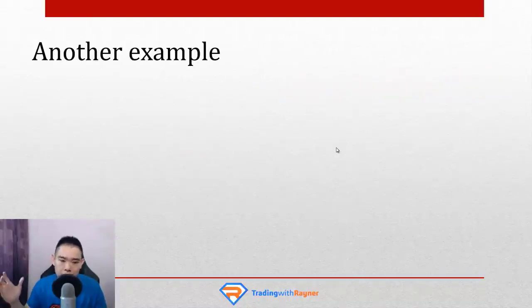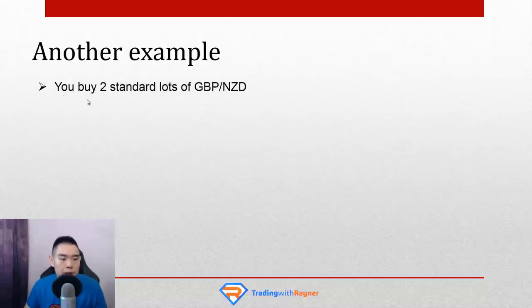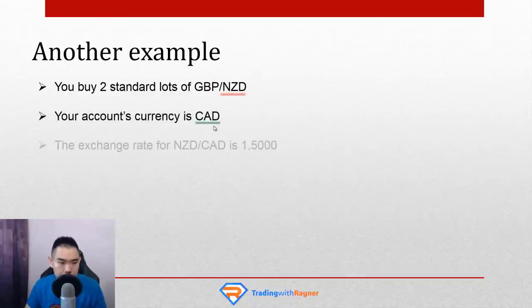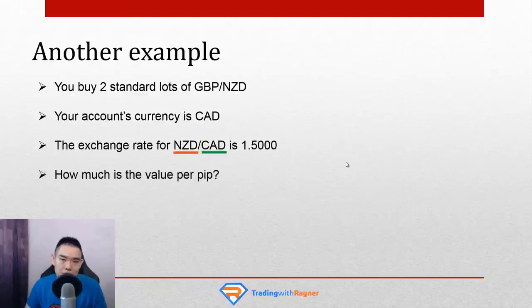Another example, shall we, to really hammer home this concept. You buy two standard lots of pound against the New Zealand dollar. Your account currency is in Canadian dollars. The exchange rate for New Zealand to Canadian is 1.5. How much is the value per pip?